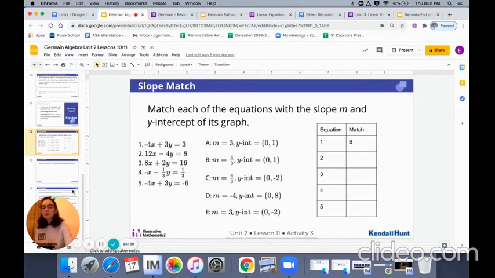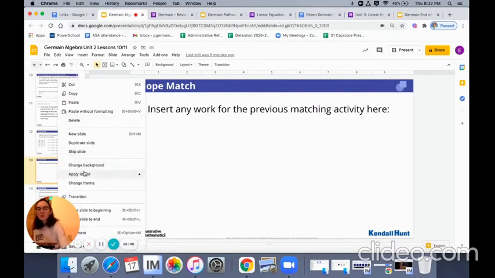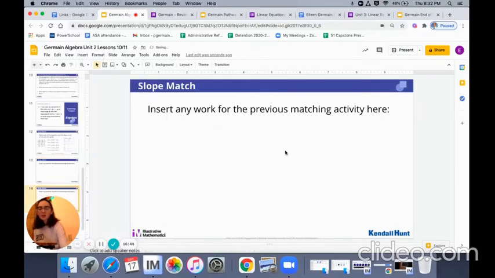If you finish early, you can start to insert pictures of your work from this activity onto slide number 13. I'm actually going to insert another one just so that you have 2 spots, so you can do A, B, C, and then D, E, and 1, 2, 3, 4, 5. Okay, we have 3 more working minutes, my friends. Awesome job.